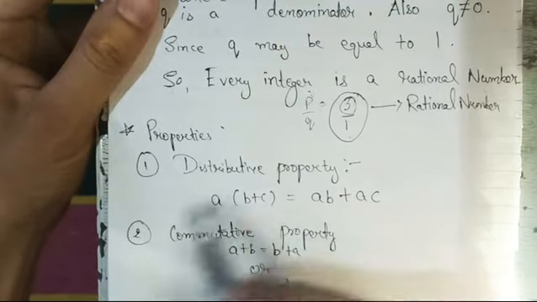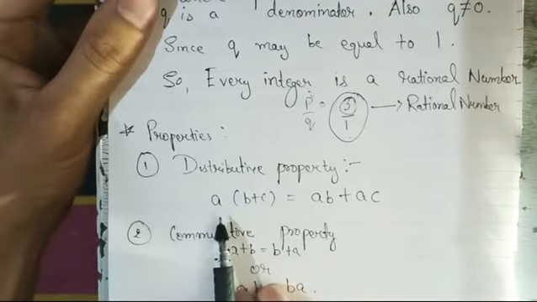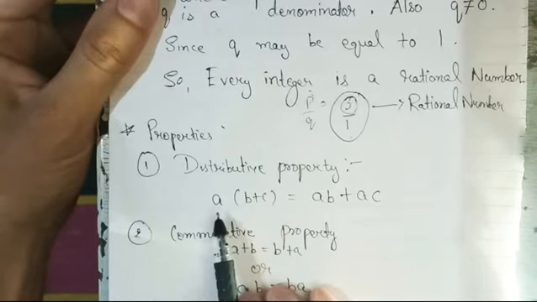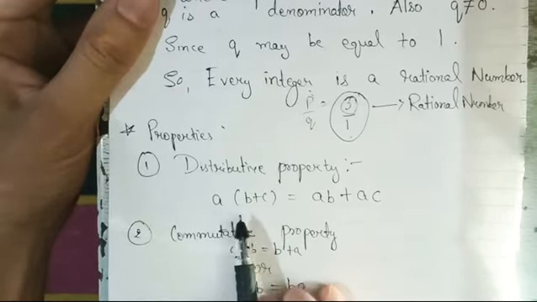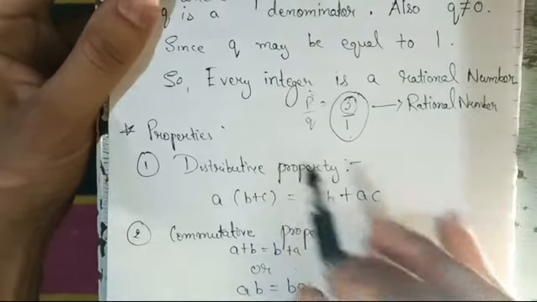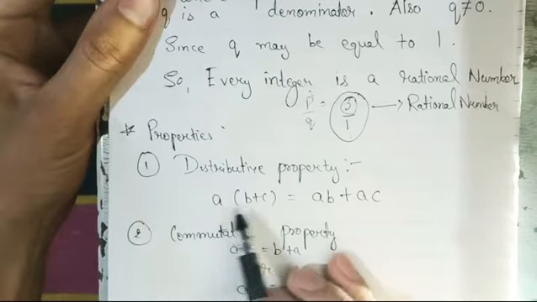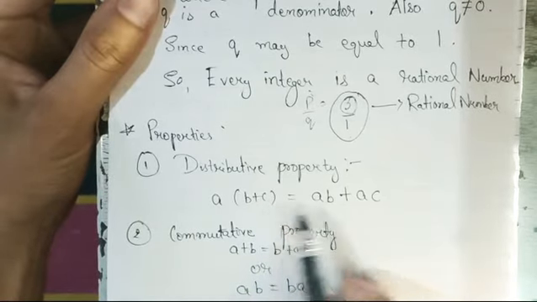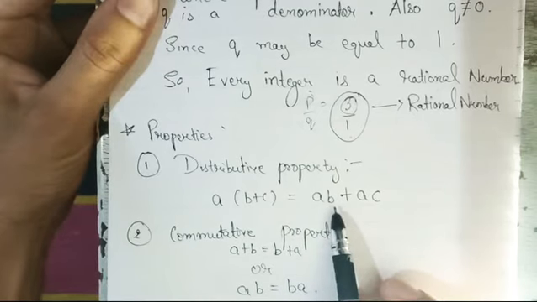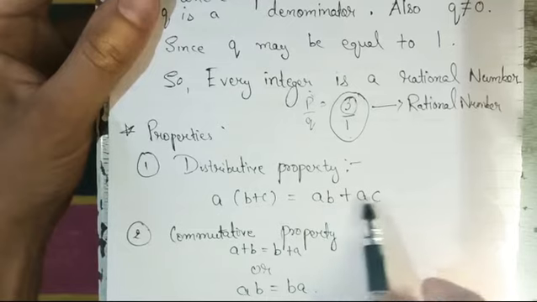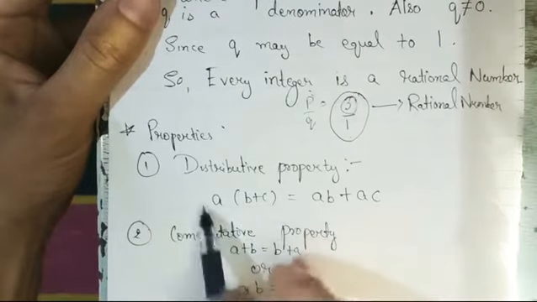See, what does it mean? Suppose there are three real numbers a, b and c, and I have written them like this: a into (b plus c), a bracket b plus c. So according to distributive property, a will multiply with b also and a will multiply with c also. With both the numbers a will multiply. So this property is called the distributive property.